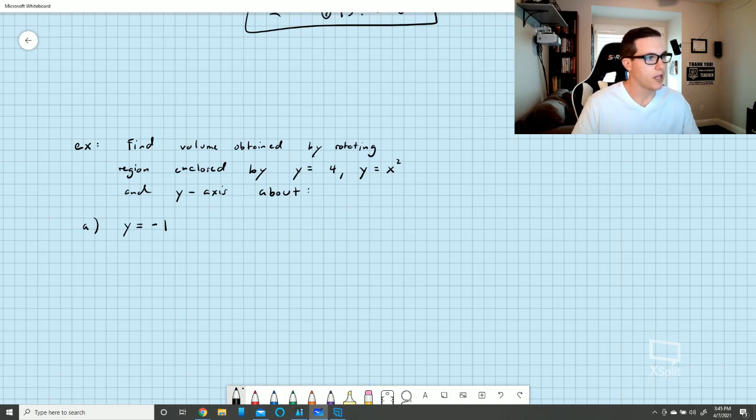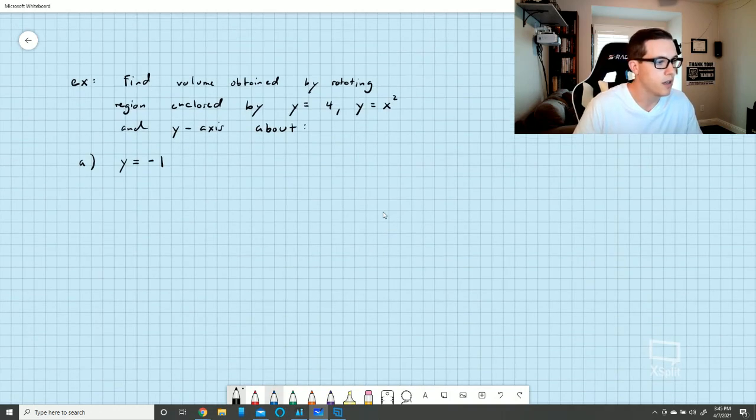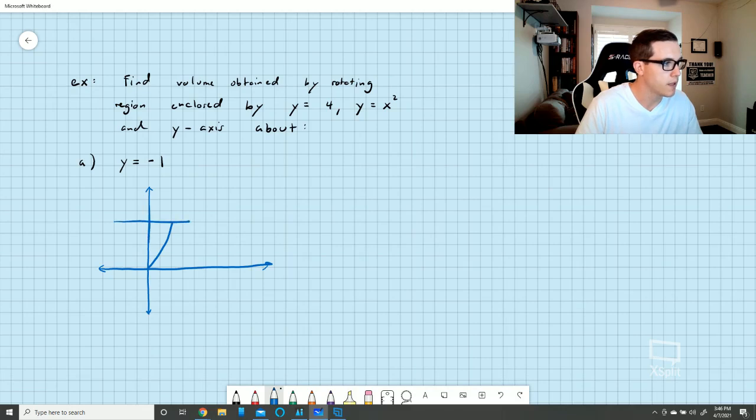Okay, so there's a lot going on here. Let's go through this very carefully. So first thing, I'm going to combine some steps together. I think you should definitely take this step by step. Otherwise, this just feels overwhelming. So I am rotating y equals x squared. So it looks like this. Y equals 4 and the y-axis. So here is my shaded area.